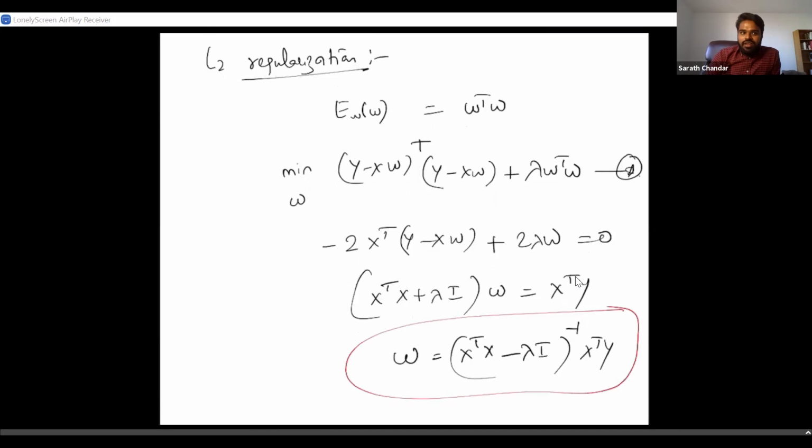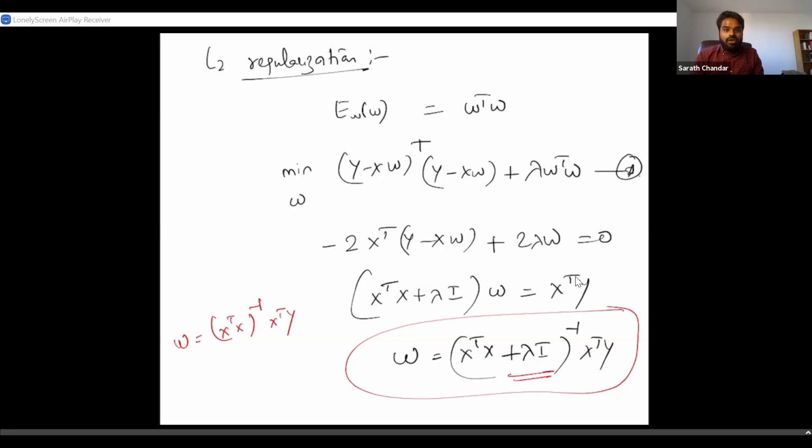Now look at this solution. It is very similar to the linear regression solution, right? To remind you, the linear regression solution was w equals (X transpose X) inverse X transpose y. When I add L2 regularization, the only thing it adds is this lambda I term. I think it should be plus, sorry. It should be plus in the notes, plus lambda I. In other words, this solution adds a positive constant to the diagonal of X transpose X.